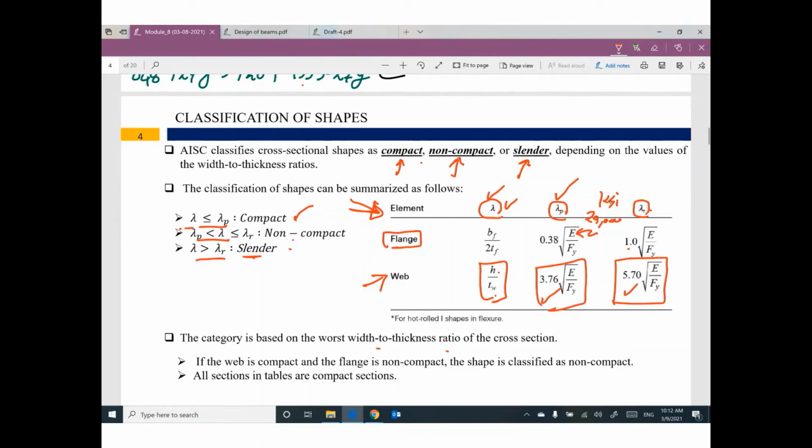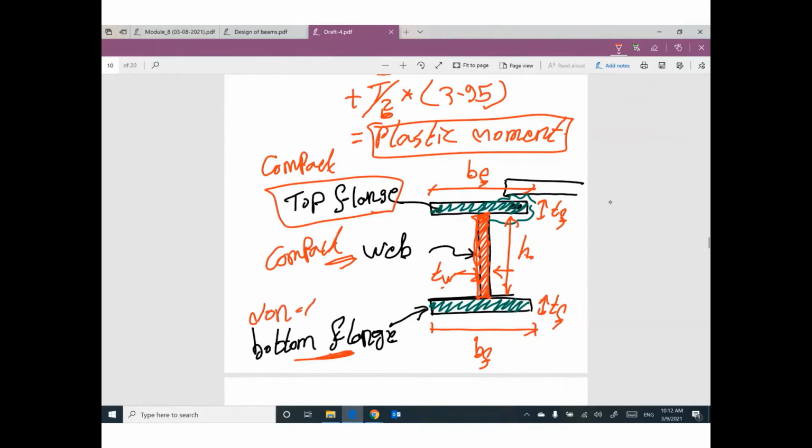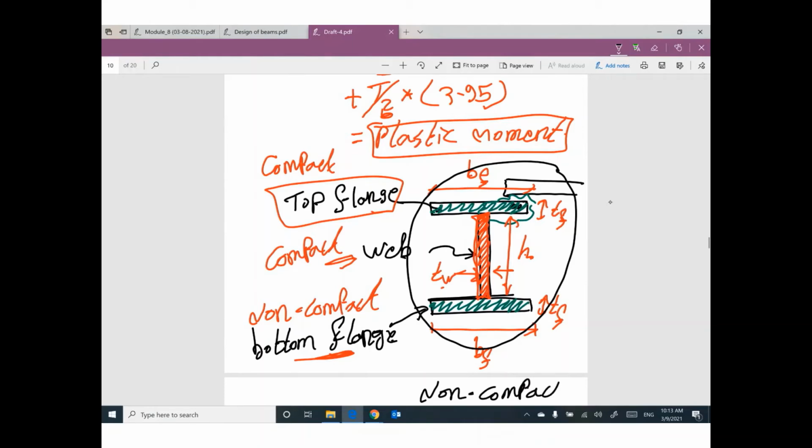What do you mean by the worst? For example, if you found this flange is compact, which is good, this web is compact, which is good, and this bottom flange is non-compact, what is the final conclusion about this cross section? It is non-compact. We are taking the worst case.